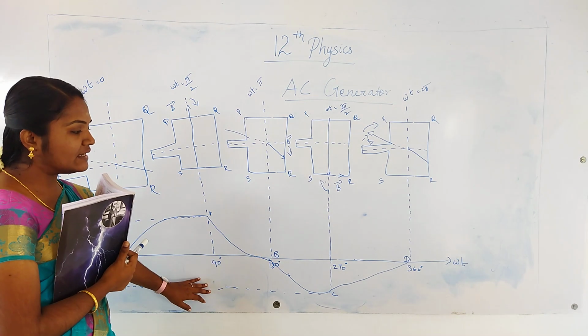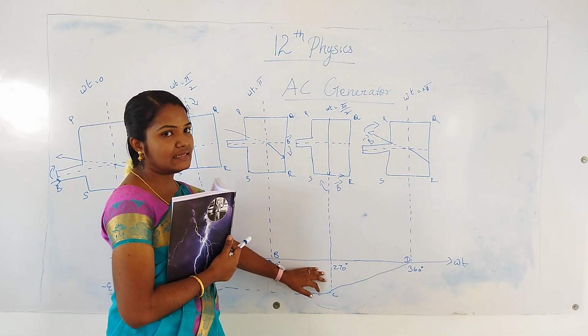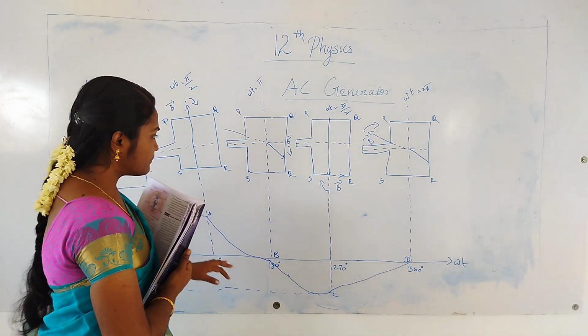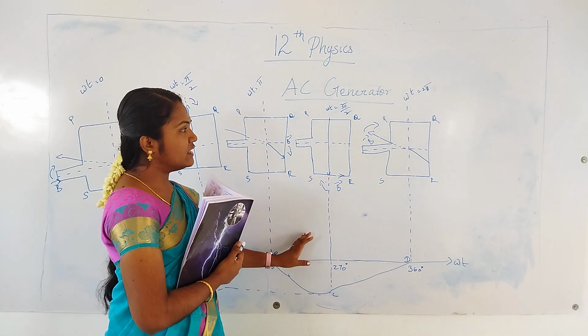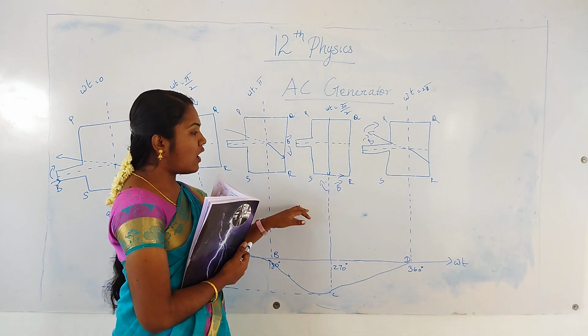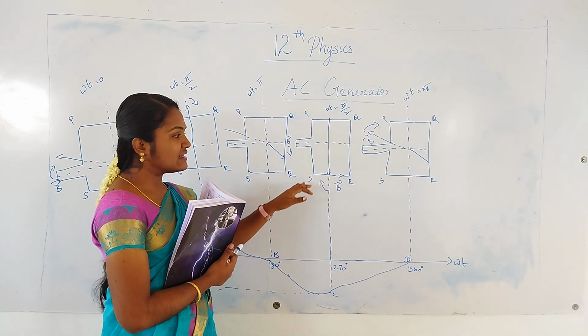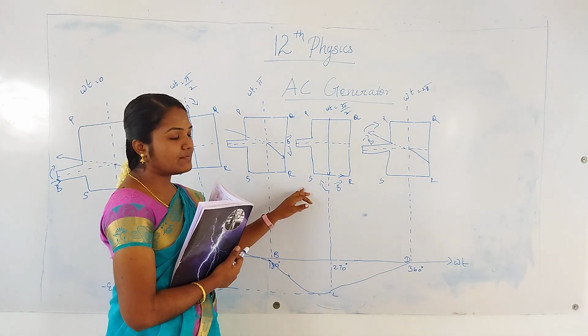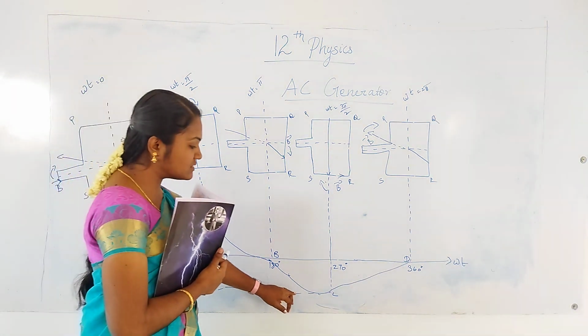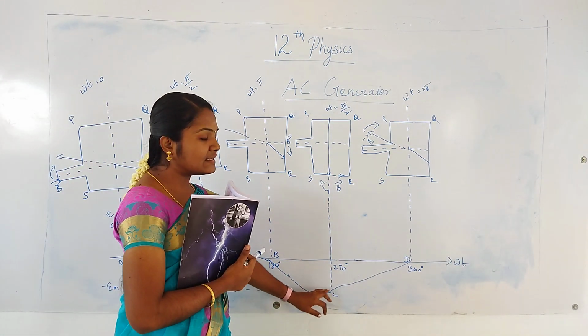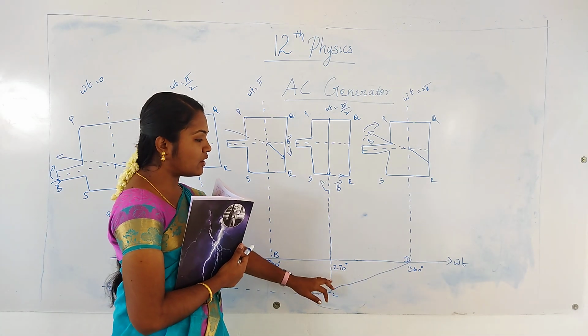Then it will be rotated through 270 degrees. Again the direction of magnetic field is parallel to the plane PQRS, but here the direction of flow of current is reversed. So it reaches the maximum at C, but in the reverse direction.